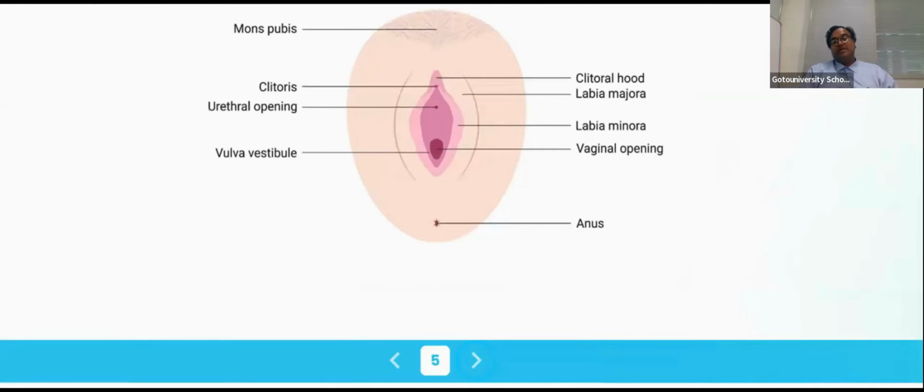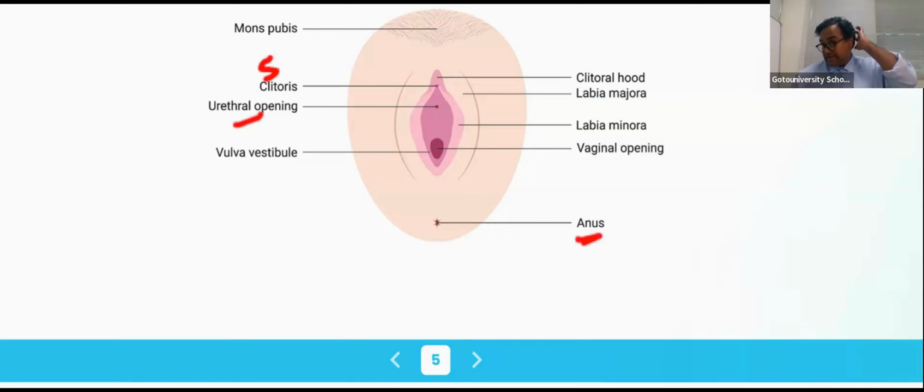This picture is not there in the CBSE, but still to give the clarity, we choose this picture. Clitoris is a structure where the sensation is received during the copulation time. Urethral opening is a place where the urination is happening. And the anus is a place that is not working during the reproduction time. Through that, the feces will be released outside.